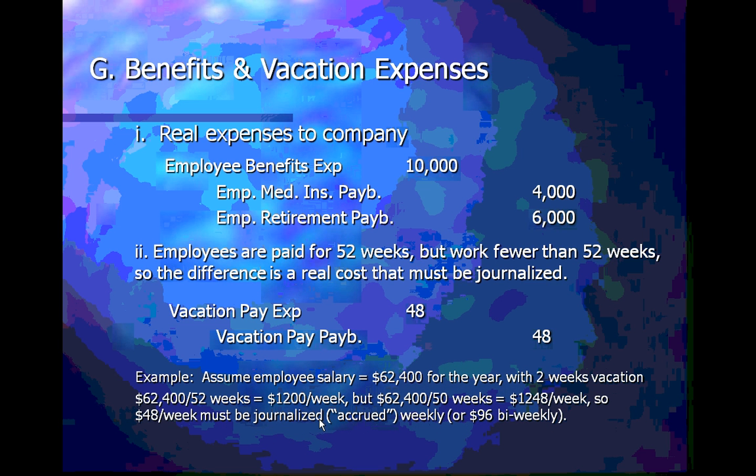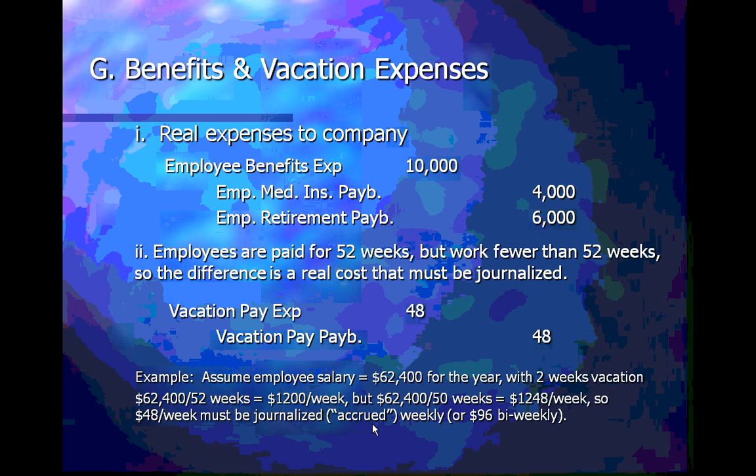Some of it you're giving to them in the form of vacation. So you've got to recognize, in this case, $48 per week must be journalized or accrued. And so this person sets up $48 per week, and that's a liability on the company's books. That's a benefit for the employee, obviously. And so there's a very real expense right here that actually builds up the vacation.